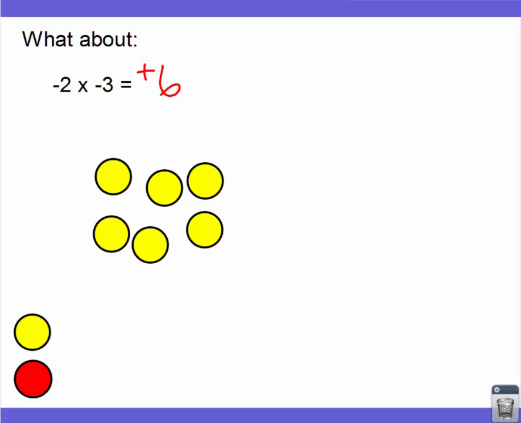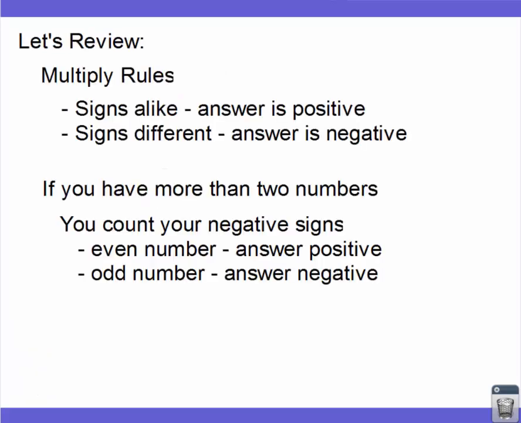And if you think about it, these 2 negatives right here, how many pencil marks does it take to make a positive? 2. Here's the 2 pencil marks. So for multiplying, really what you do is this. If your signs are alike, your answer is going to be positive. If your signs are different, your answer is going to be negative.